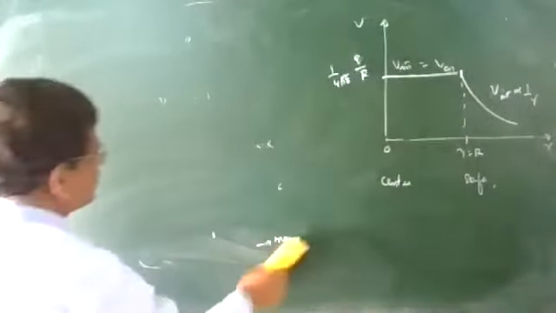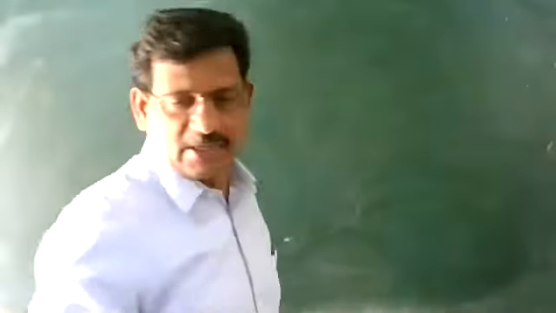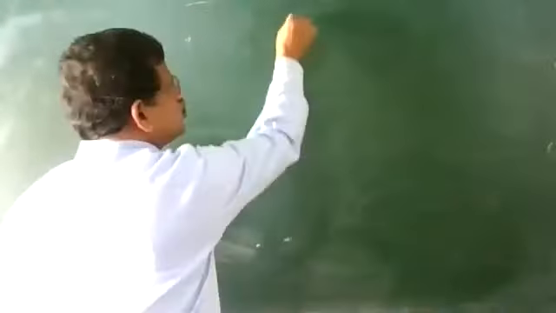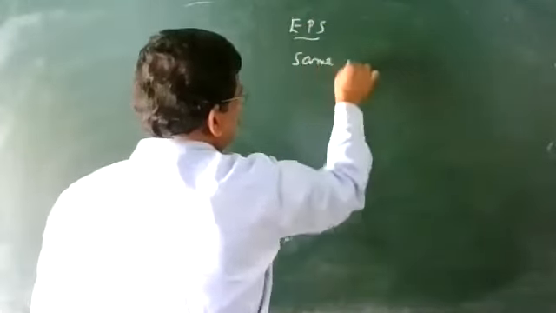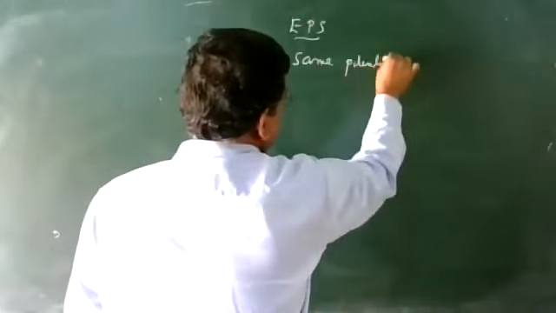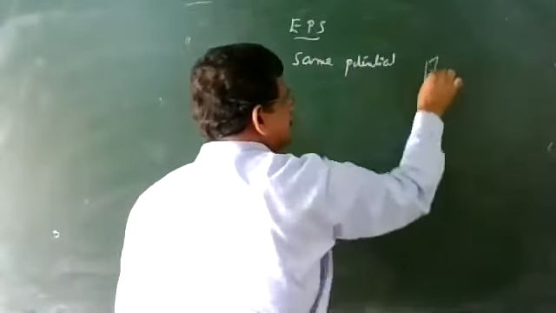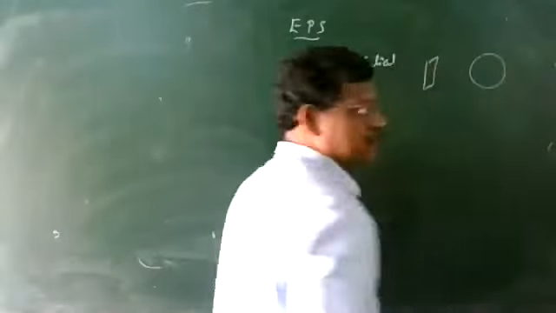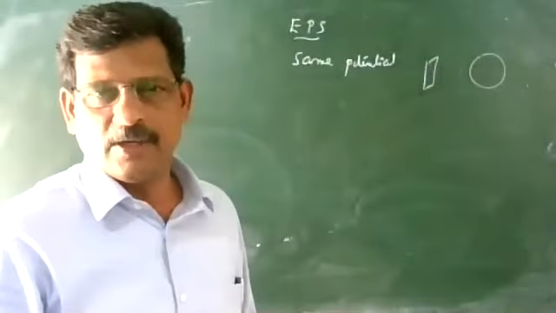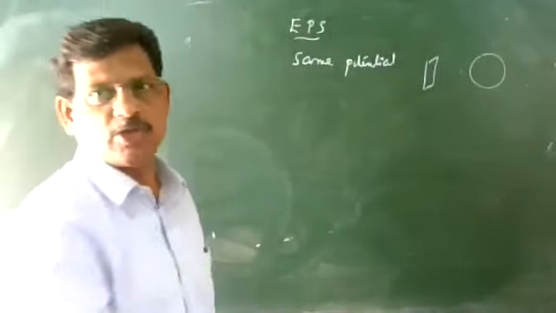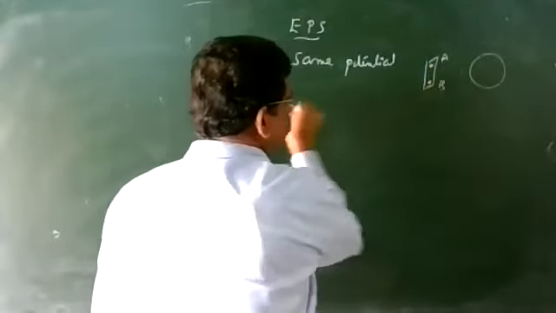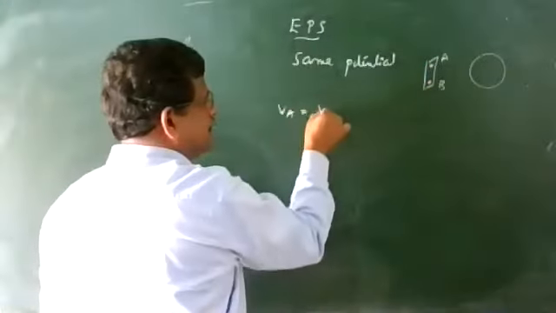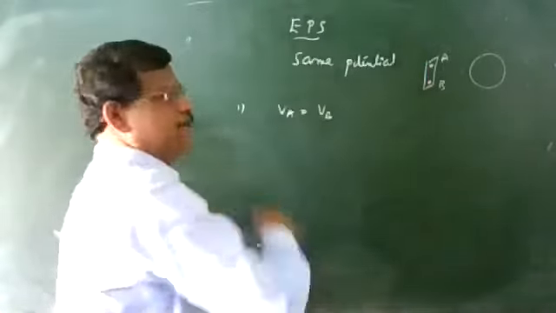Equipotential surface: a surface having the same potential at all points. It can be a plane surface, it can be a spherical surface. Suppose you are taking 2 points here, A and B. The potential at point A is the same as the potential at point B. Same potential.